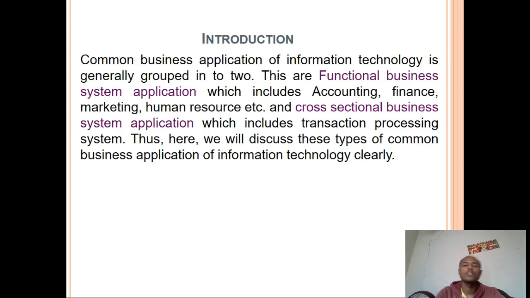In general, common business applications of IT are divided into two: functional and cross-sectional. The functional business area includes accounting, finance, marketing, and human resource. The cross-sectional one includes transaction processing systems. So let me see each of them.